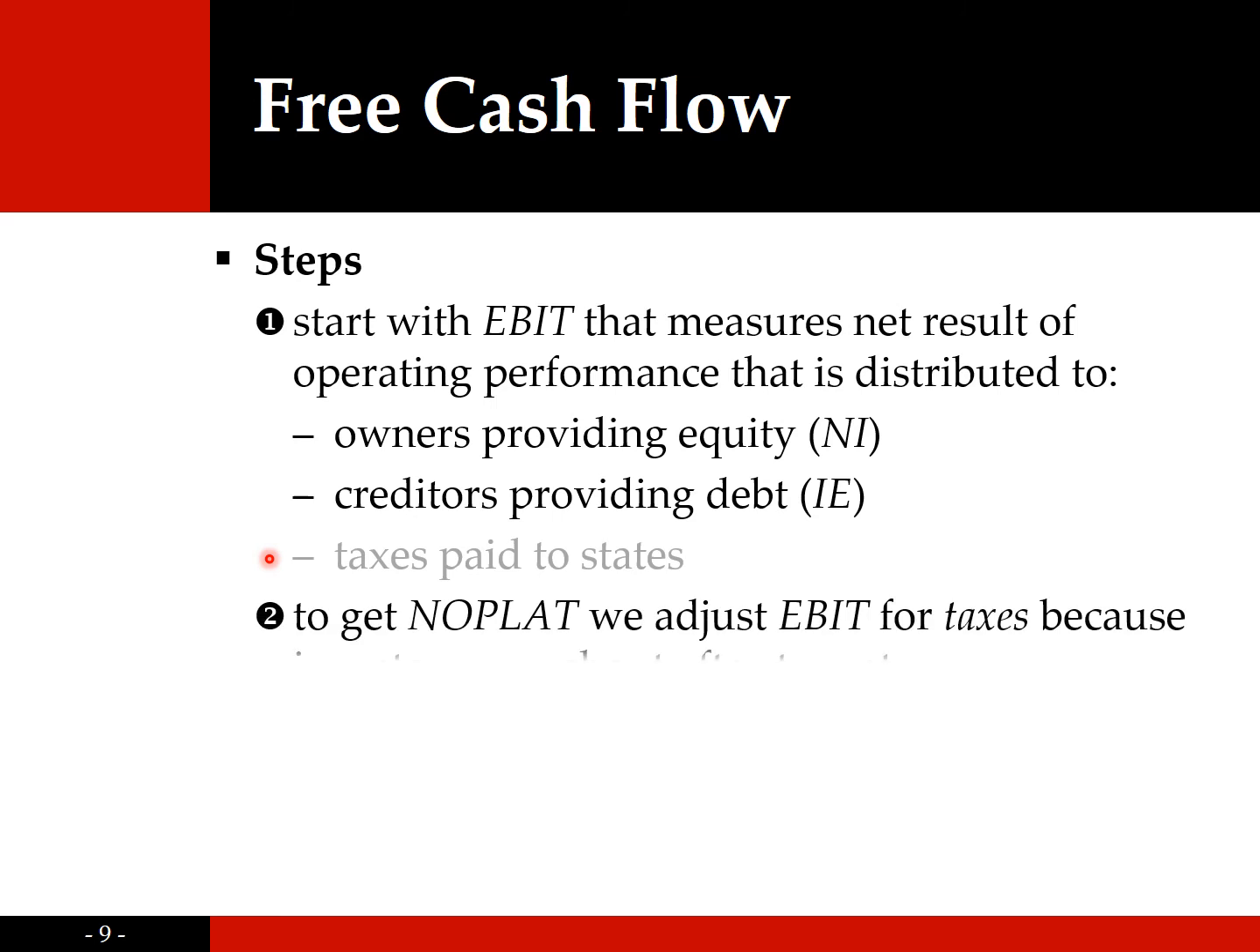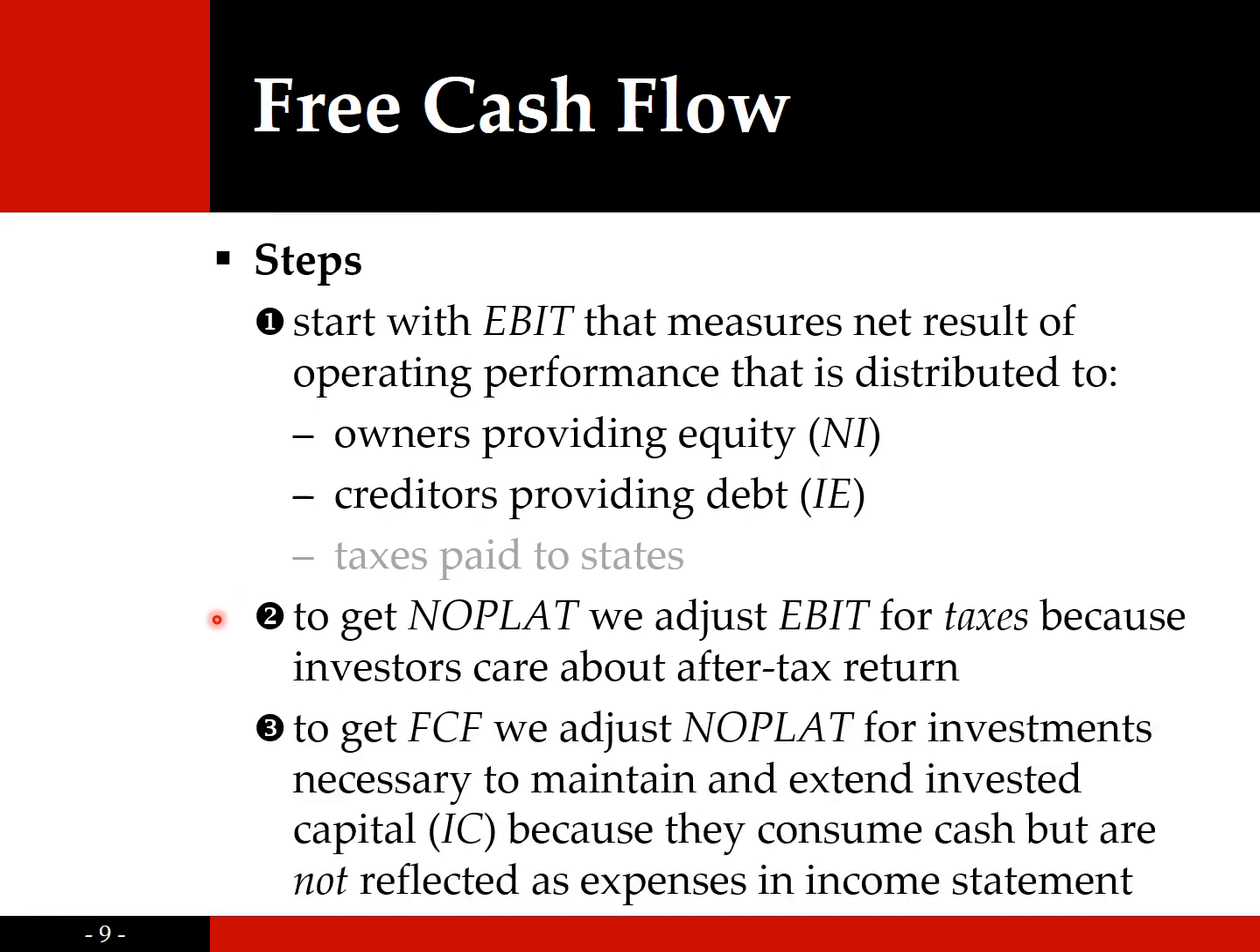In the second step, we will need to adjust EBIT for taxes to generate the net operating profit less adjusted taxes. The tax adjustment is needed because if a part of EBIT is paid to the state or the tax authorities, then of course it is not free to be distributed to the capital providers, and therefore it should not be a part of the free cash flow.